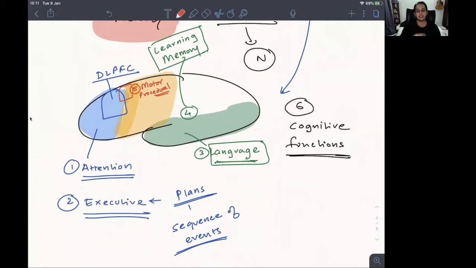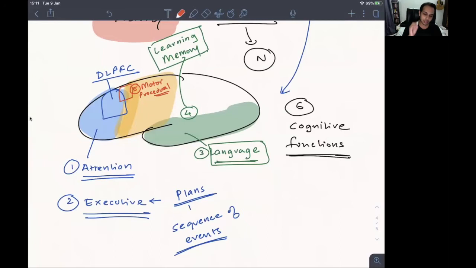So supposing you want to make chai, you are paying attention, you have the plan, you have the sequence in your mind, you have learned from your past experiences. But when it comes down to it, how do you pour tea? How do you put sugar? So those are all motor sequences that you need to know. And suppose your motor sequences are lost, you won't be able to do anything. You won't be able to influence the environment. You won't be able to make chai.